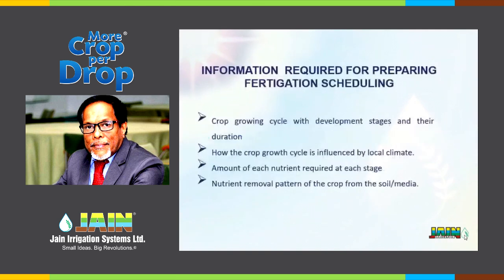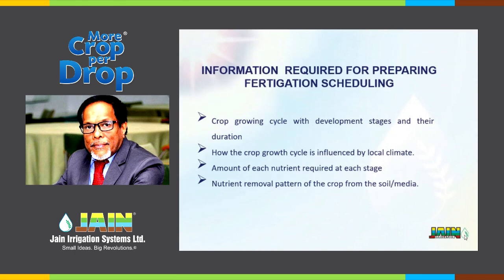Now, to do this for a person like me, we need a lot of information beforehand to prepare the plan. Crop growing cycle: what crop, where, which is the planting date, and how many days it is going to grow. What are the different developmental stages coming as it grows? In a cereal, for example, when does the boot stage come? When will the flag leaf come? When does the tiller start? This sort of information we require: crop growing cycle with the development stages and their duration. It's true with horticulture crops also.